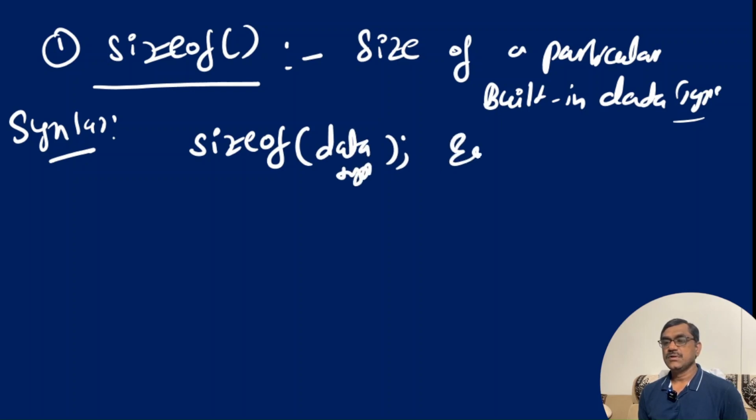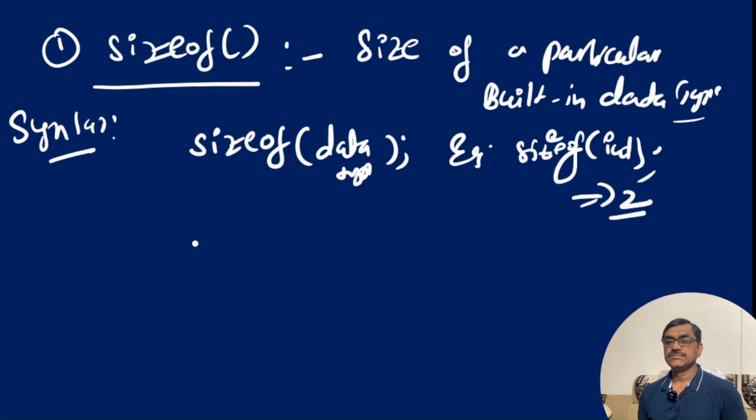For example, if you say sizeof int, it gives 2 bytes. Depending upon the machine, it gives either 2 bytes or 4 bytes. But generally, integer takes 2 bytes, float takes 4 bytes, double takes 8 bytes. So if you want to know the size, you can use the sizeof operator directly in programming.